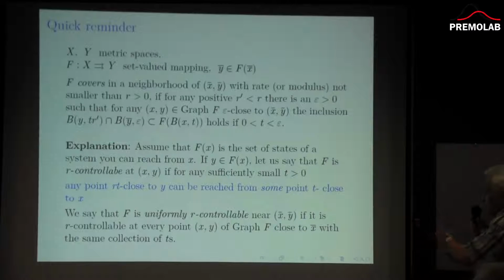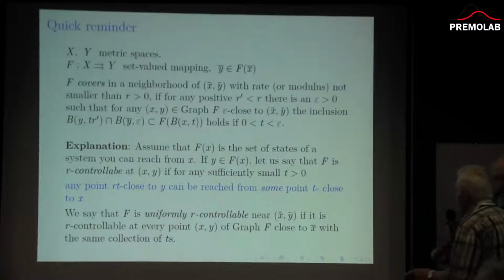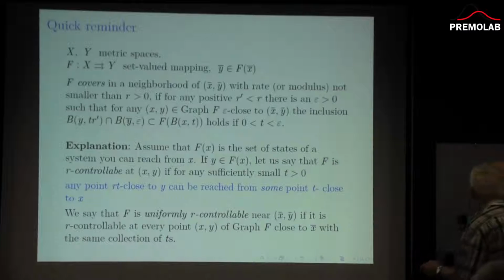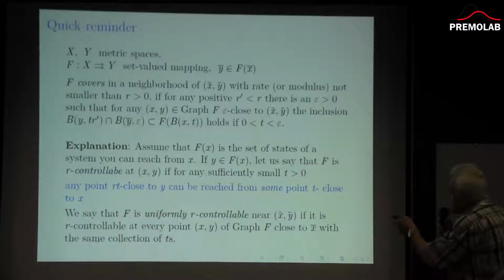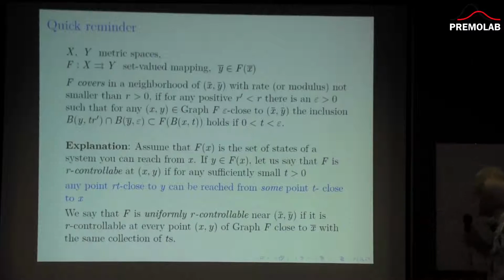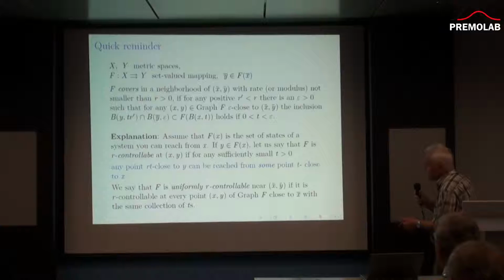So this proportionality with R, this I understand. Well, okay. And we say that F is uniformly R-controllable near that point if it is R-controllable at every point (x, y) of a neighborhood close to (x bar, y bar), with the same range of t's for all (x, y). And this uniform R-controllability is precisely the covering property defined above. So that is that.